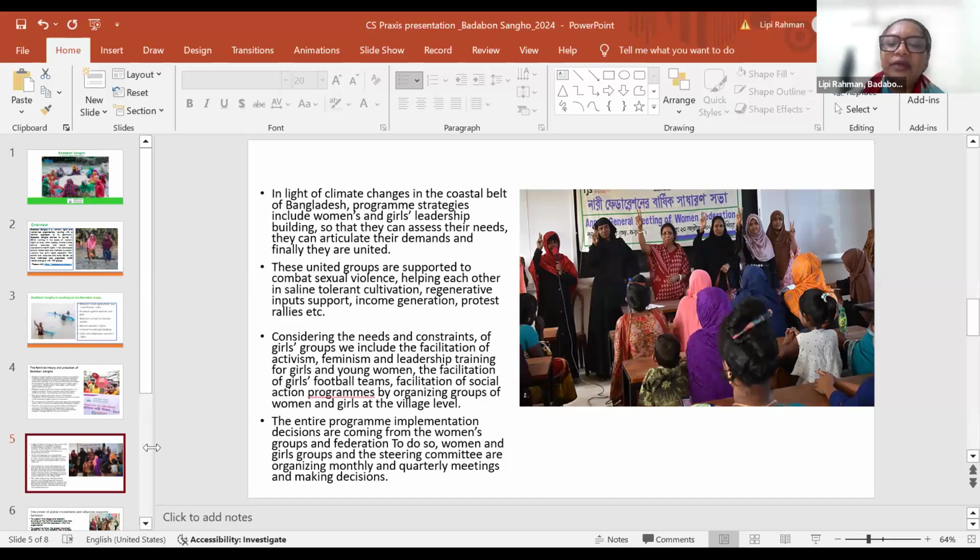You can see the pictures. They are the federation members, elected by these committee members, and these united groups are supported to combat violence against women and help each other, because sea level is rising and salinity is increasing, destroying their cultivable land and other livelihood support. That's why they are supporting each other.